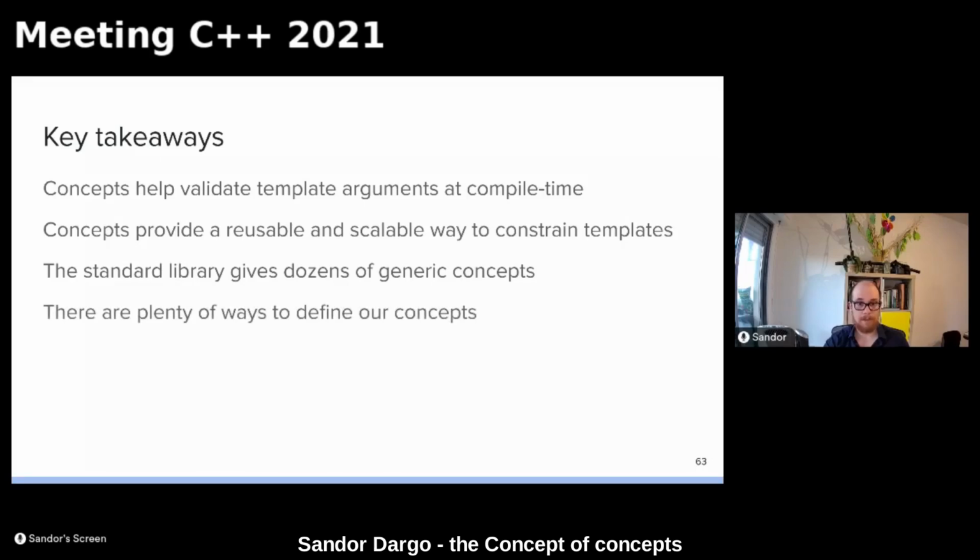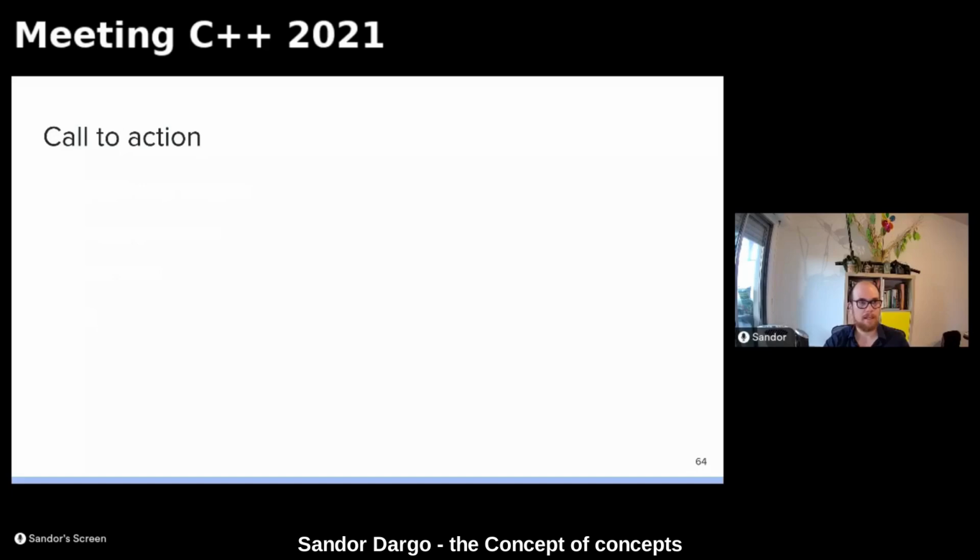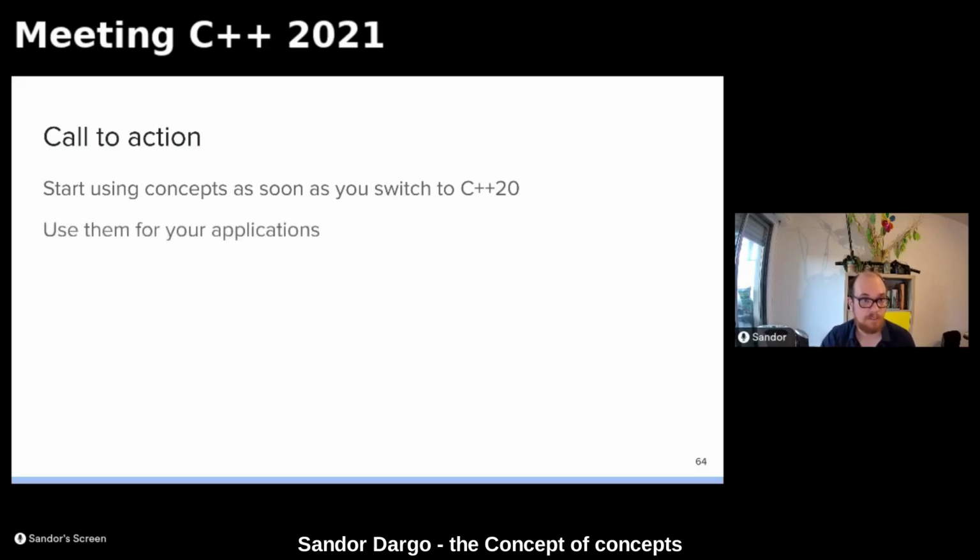There are plenty of ways to define our own concepts. You can model almost any constraint that you can imagine. We saw the different ways to do that. And I'd like also to share a call to action with you. As soon as you switch to C++20, start using concepts, because they bring templates closer to all developers, because it's so readable, so easy to write, and it makes your code safer.